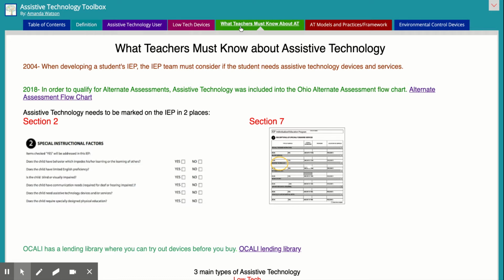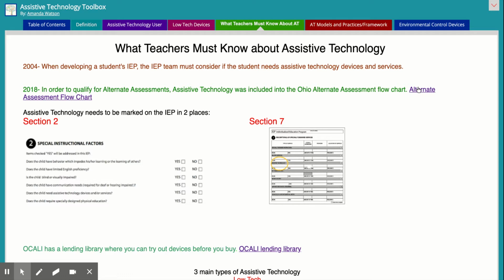They don't want to read that. If they saw all of that, by the time they got down to here, it would be lost and they wouldn't want to go any further. So I just put these dates here. In 04 is when it was considered in the IEPs. And then in 18, that assistive technology was included in the alternate assessment flowchart to be considered a qualifying factor for it.